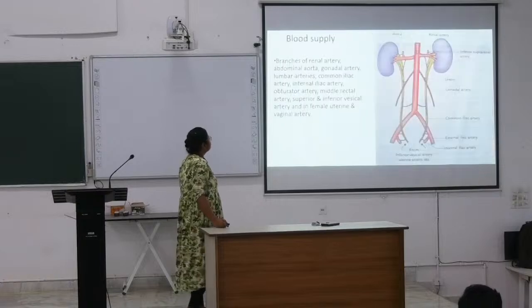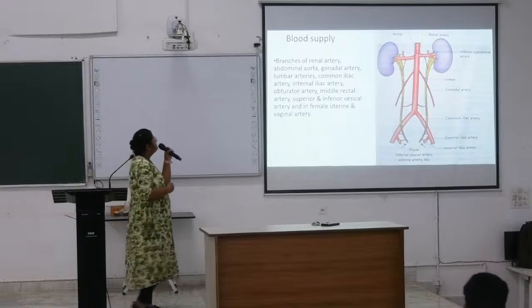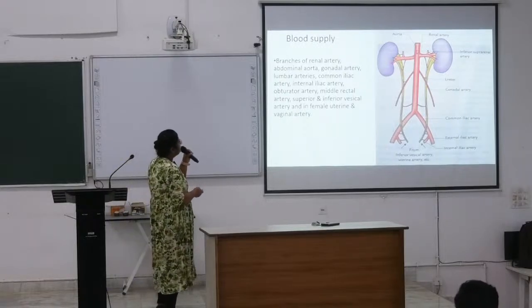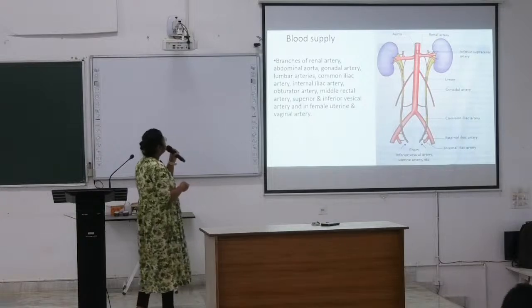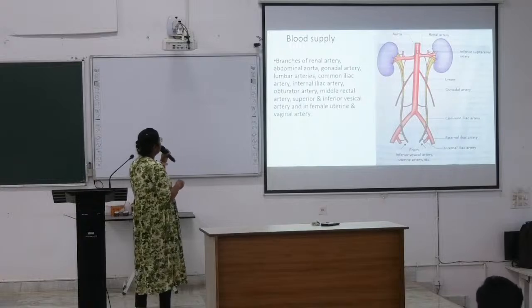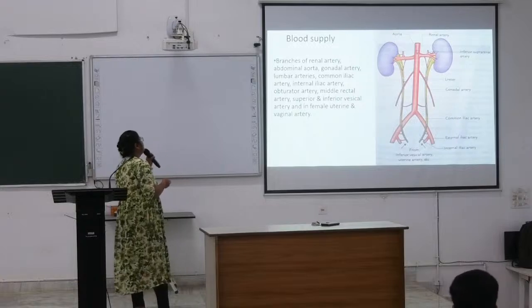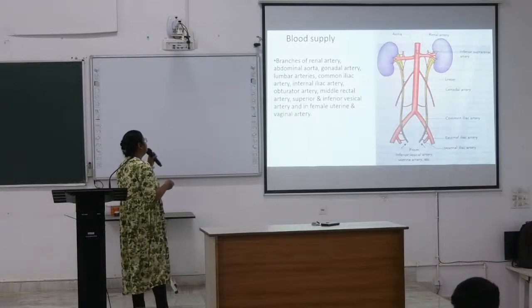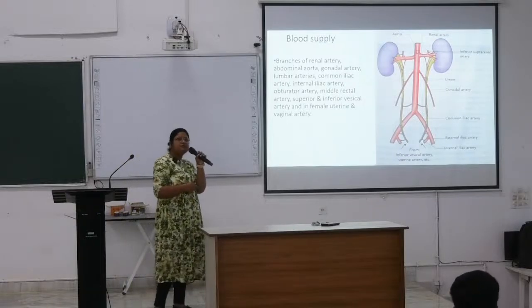Next is blood supply. Blood supply is very important. Okay. This is ureter. It is supplied by branch from the renal artery, branch from gonadal artery, lumbar arteries, branch from lumbar artery, internal iliac artery. Here is branch from the internal iliac artery, common iliac artery, obturator artery, and middle rectal artery, superior inferior vesical artery, and in female uterine and vaginal artery.